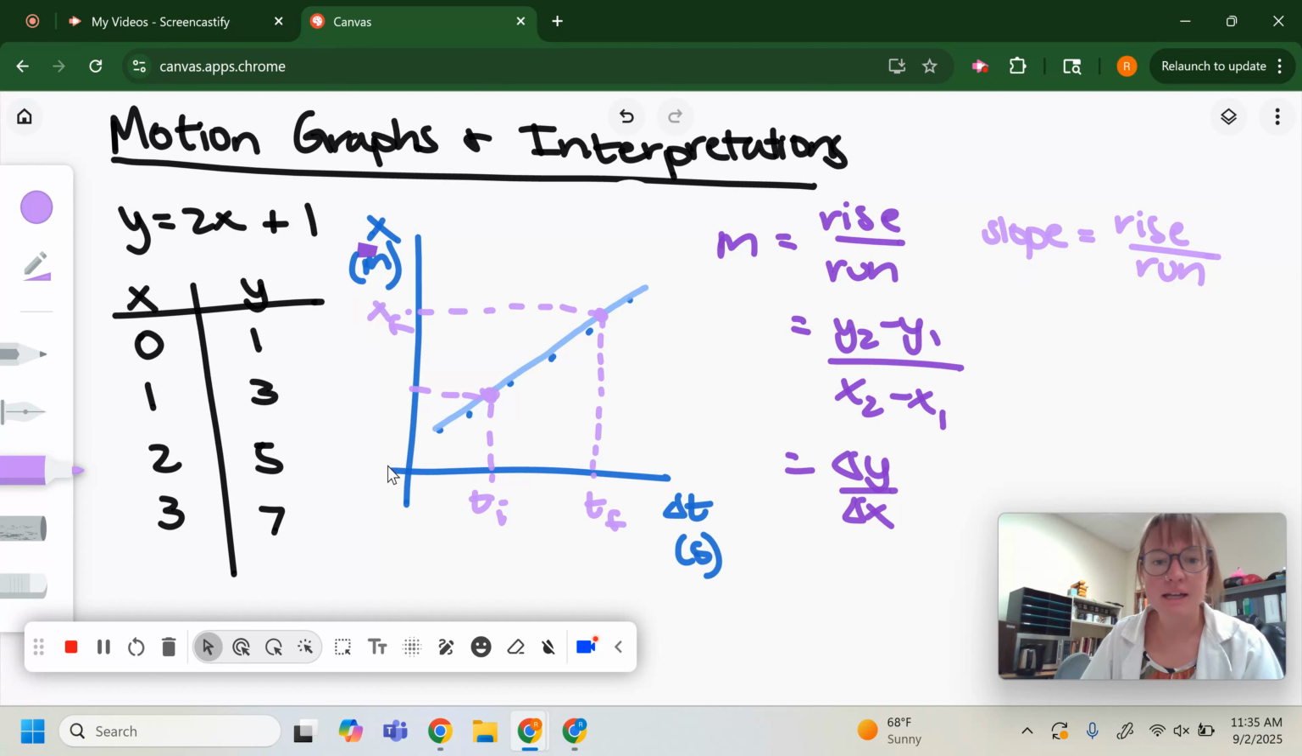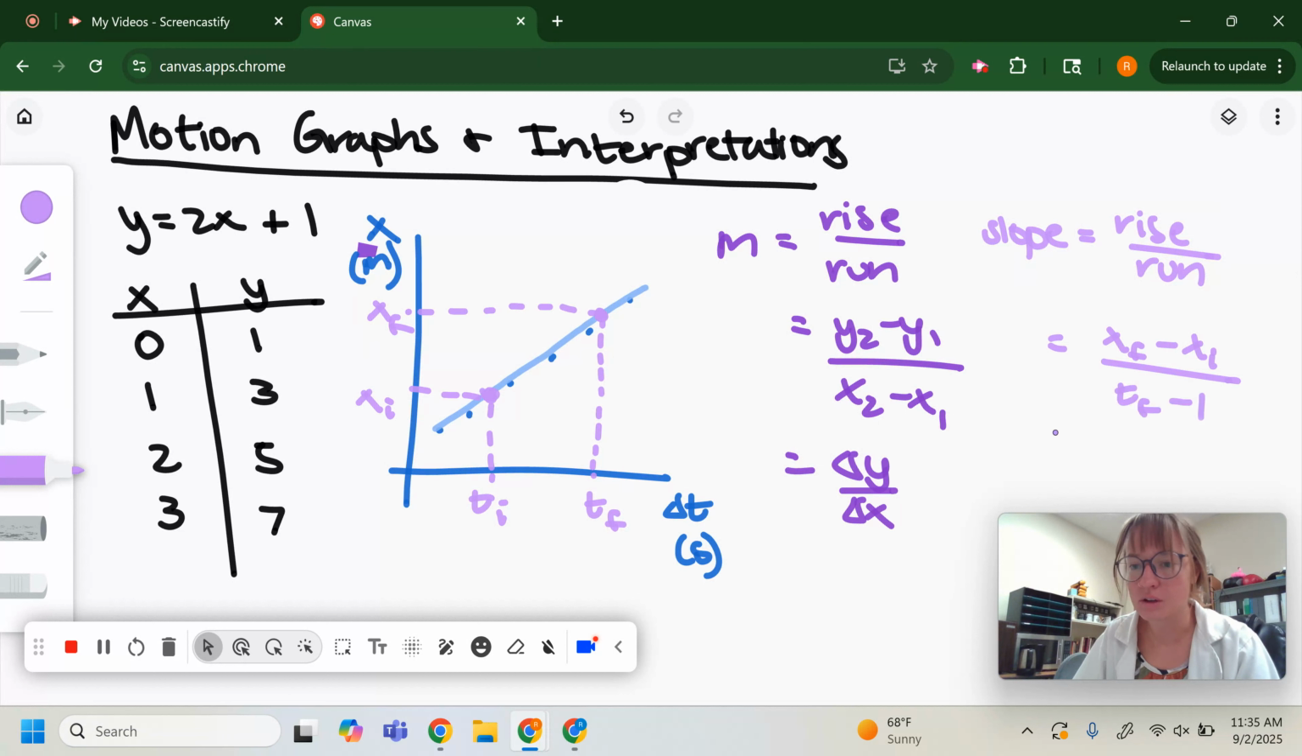And you'd say, okay, I could do my rise over run. Sure. But this time instead of y2 and y1, I would have x final minus x initial all over t final minus t initial. And then you would say, well, hang on a second. That is really just a final minus initial. I could squish that down and call that a delta. And I would get a delta x over a delta t.